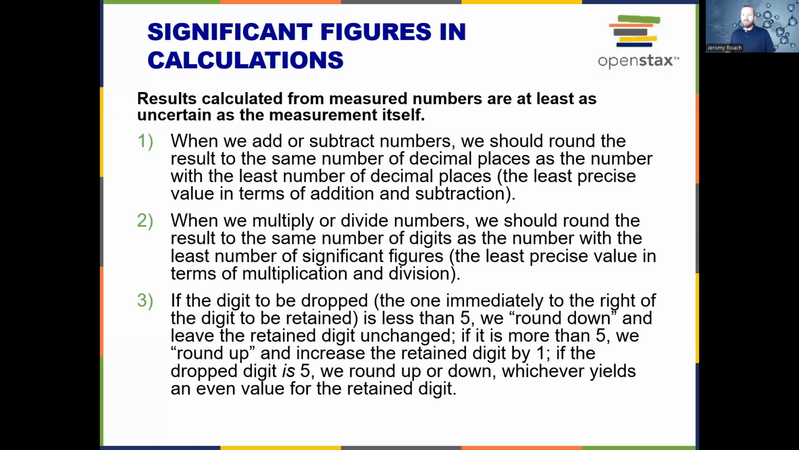When we multiply or divide numbers, we should round the result to the same number of digits as the number with the least number of significant figures. So the least precise value in terms of multiplying or dividing as well. The same rules apply for adding and subtracting as they do for multiplying and dividing.